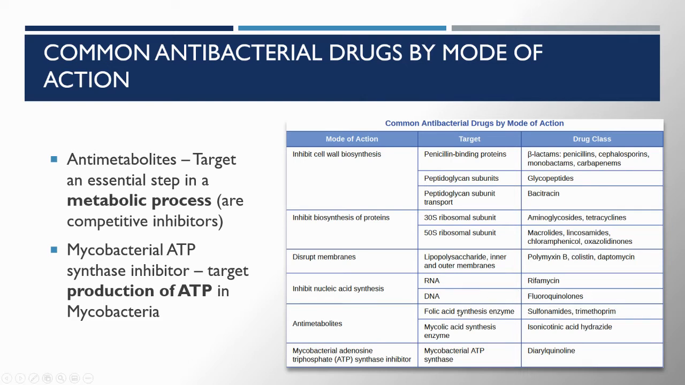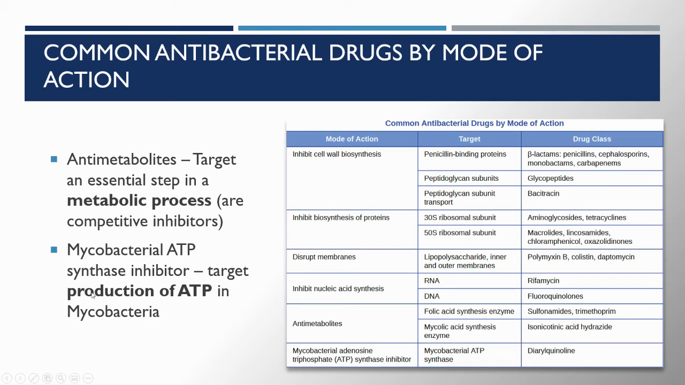Some examples: folic acid synthesis is a really common one because we don't make folic acid. We have to get that from our diet. So we can interfere with this and it will have no effect on us. Another is the mycolic acid synthesis enzyme. The enzyme that builds mycolic acid in Mycobacterium, we don't make that product. So we can interfere with this enzyme safely for our cells because we don't have that enzyme.